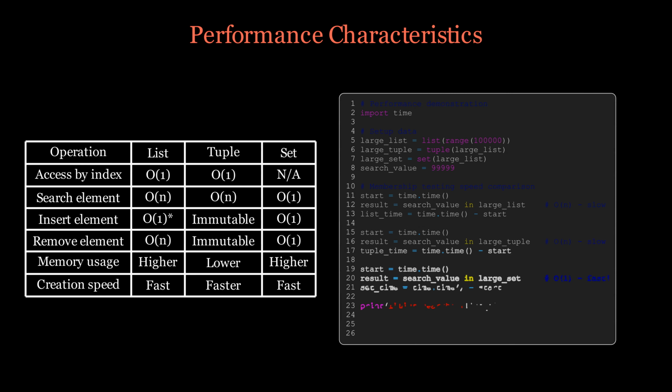This code demonstrates the performance difference in membership testing. For large collections, sets are dramatically faster when checking if elements exist. The difference becomes more pronounced as data size increases.